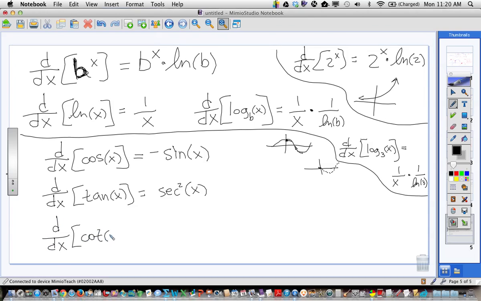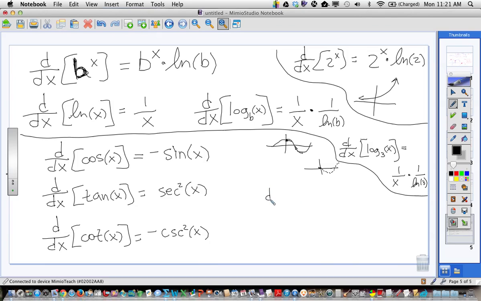Cotangent is very similar. It's negative cosecant squared of x. So if you can remember that the derivative of tangent is secant squared x, then it's not too hard to remember the derivative of cotangent is negative cosecant squared. Notice the co-functions are all negative. Sine was cosine, and cosine was negative sine. So cosine is negative, cotangent is negative, and cosecant is going to be negative. You'll see in a minute.